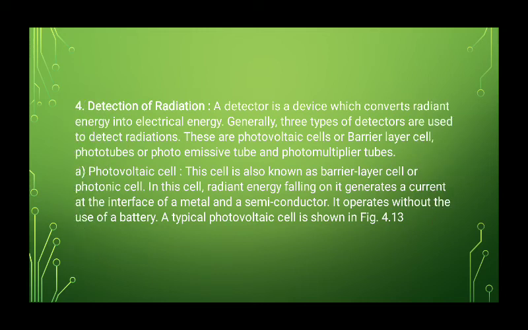Detection of radiation. The detector is a device which converts radiant energy into electrical energy. Generally, three types of detector are used to detect radiation, and these are the photovoltaic cell, also called the barrier layer cell, the phototube, also called the photoemissive tube, and the photomultiplier tube. First, the photovoltaic cell.